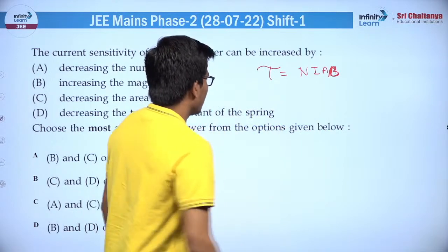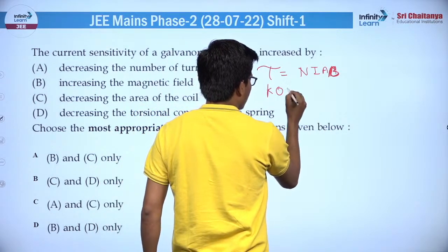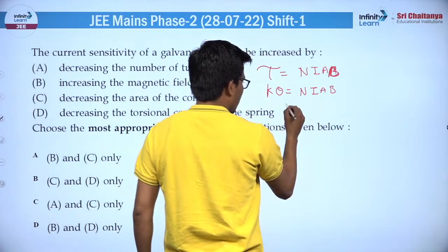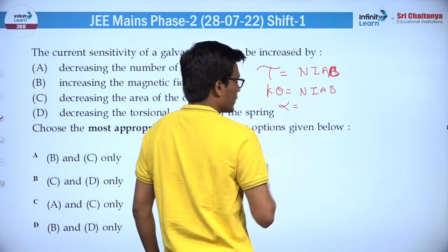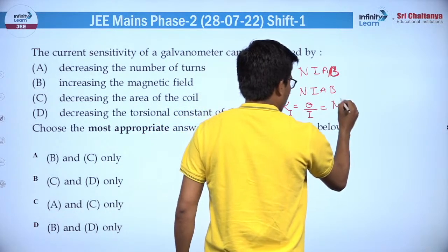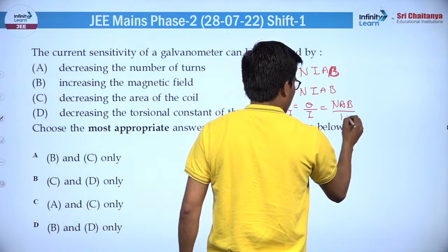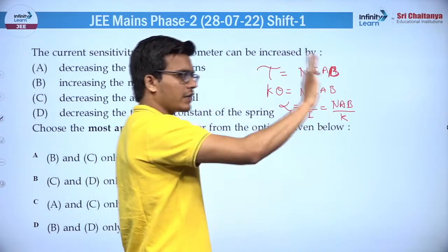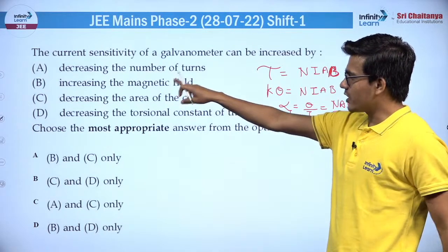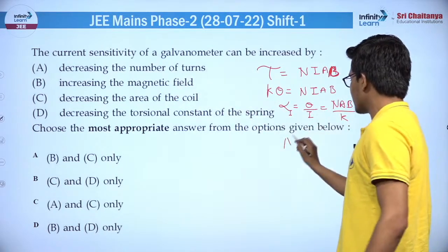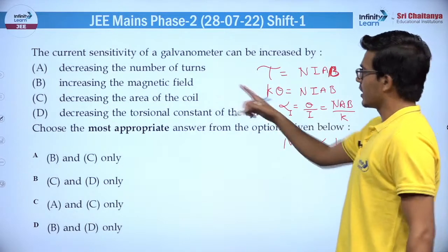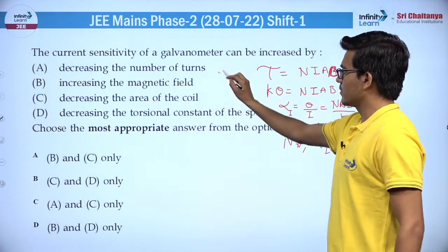That formula. And this you can write as K into theta equals NIAB, where K is the torsional constant, and current sensitivity is given by theta by I, right? So that will be NAB by K. Now see this formula and read all the options, you will get the direct answer. If you are decreasing the number of turns, if N is decreasing, then current sensitivity will definitely decrease, and we want to increase, so this one is wrong.